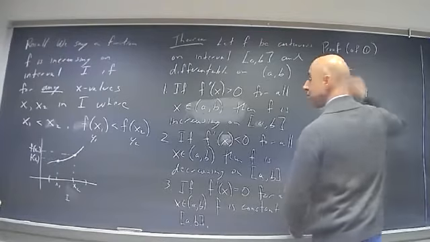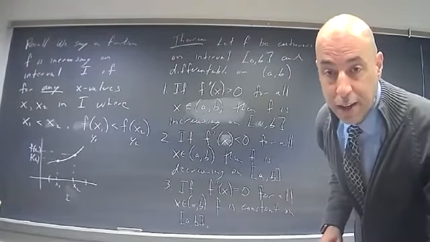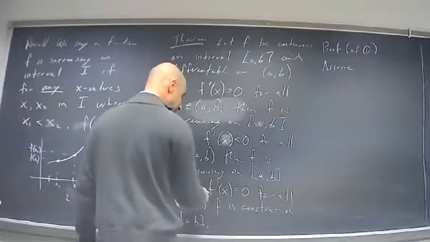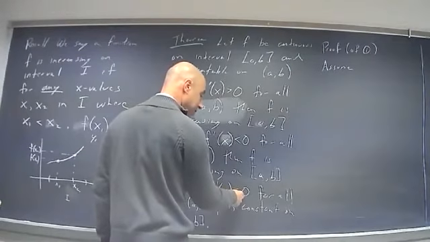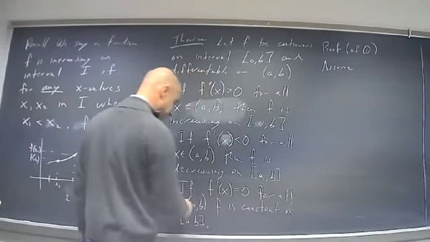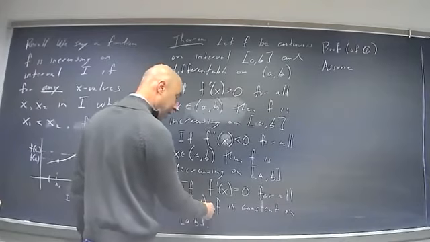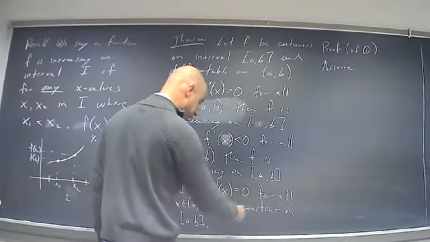Professor? Yes. Could you read 3 again, please? Sure. If f prime of x equals 0 for all x in AB, f is constant on AB.